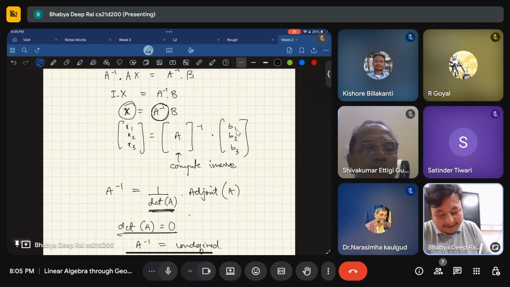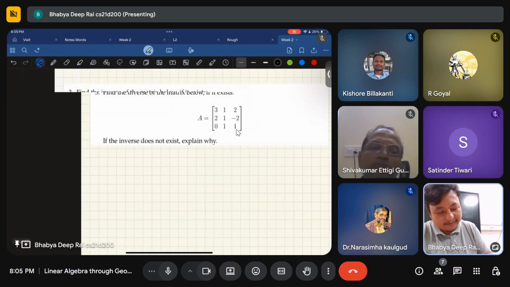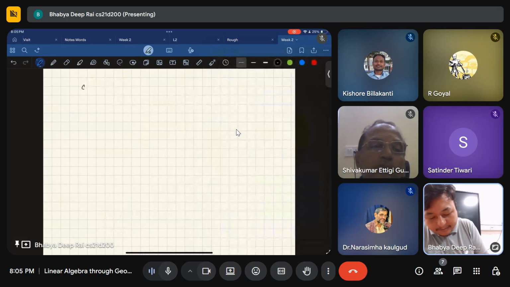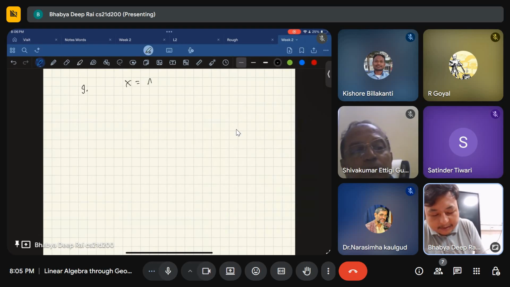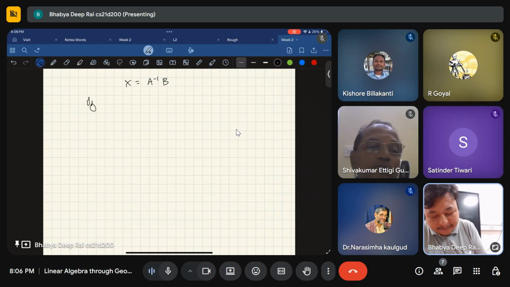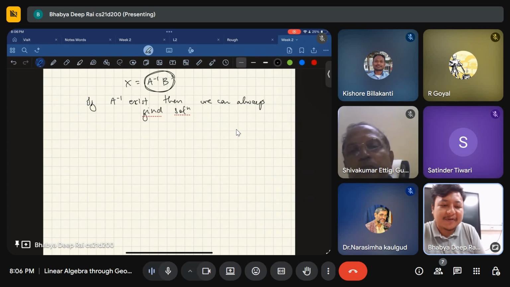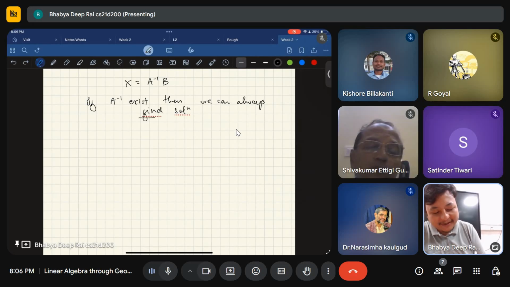If A inverse exists, then you can always find the solution. X equals A inverse B. So if A inverse exists, then we can always find a solution, right? Because it's only a matter of multiplying. You'll definitely get a matrix containing some numbers. So definitely we can always find the solution.